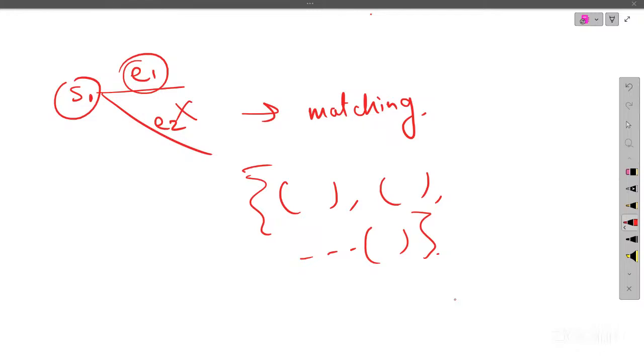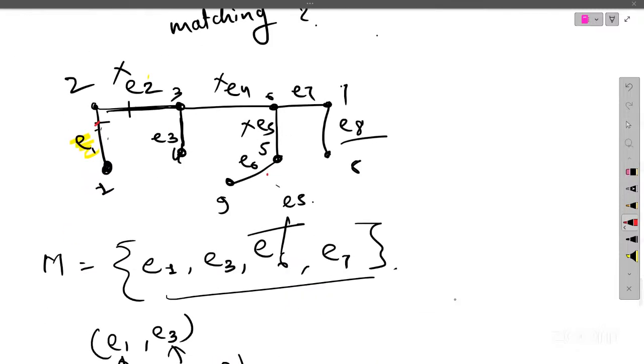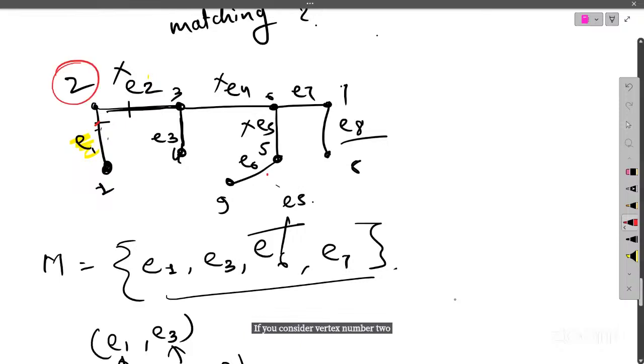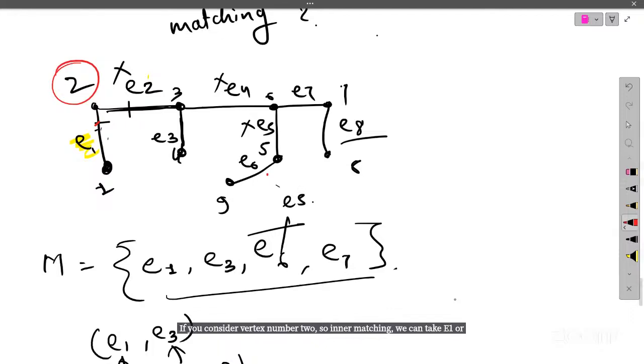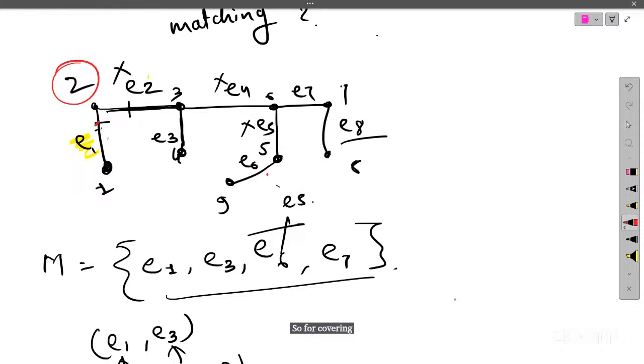Yes, Manish. Ma'am, in the above example, is it a perfect matching example? I don't think so because here we have some intersection points. So let's see. This is one matching we are taking. If you consider vertex number 2, in a matching we can take E1 or E2, right? So for covering vertex number 2, we have to consider one of them. So I think it's not a perfect matching here, because for perfect matching we have to consider all the edges.